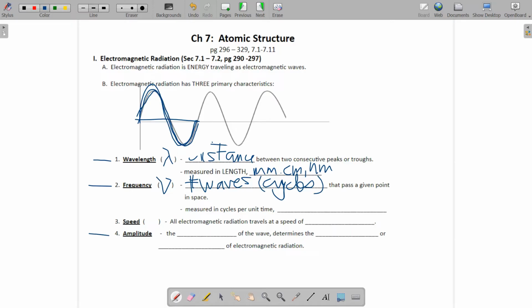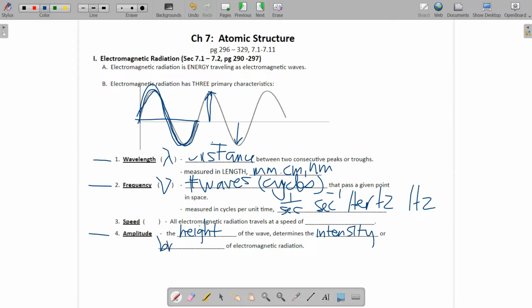Now, that is measured in cycles per unit time. So 1/seconds, which also can be called seconds to the -1, which actually also could be called hertz, or abbreviated Hz. And radio waves are measured in hertz. The amplitude is the height of the wave. So this is going to be our amplitude from midpoint to the peak or midpoint to the trough. And it determines our intensity or our brightness of electromagnetic radiation.